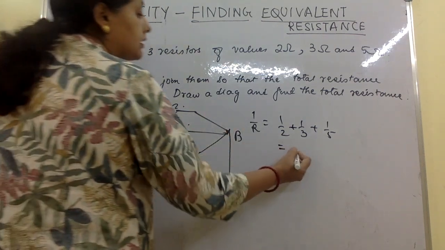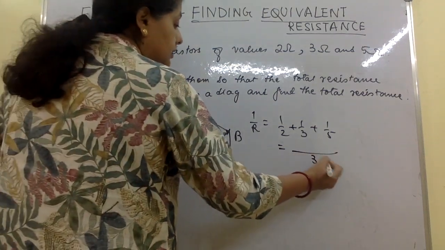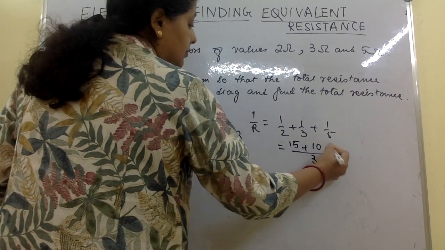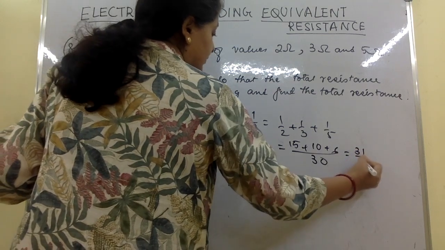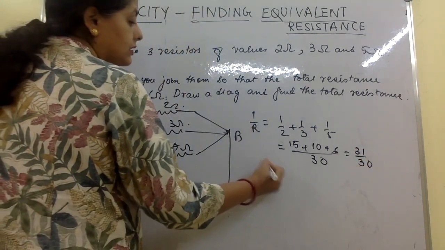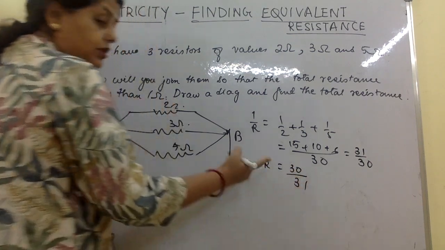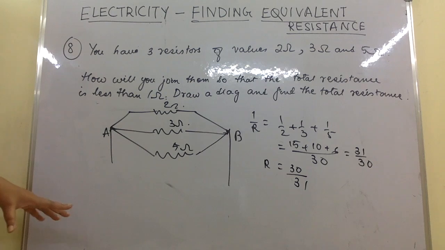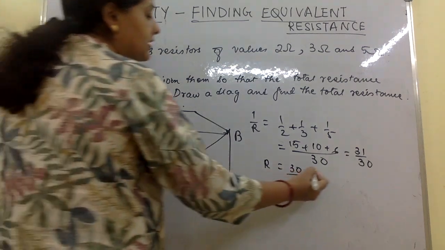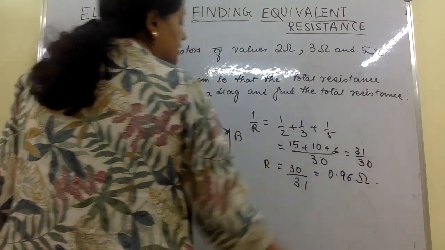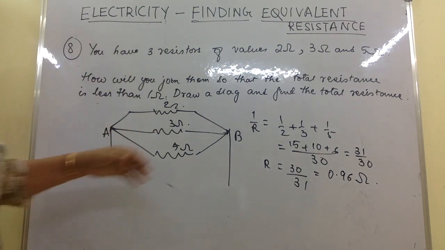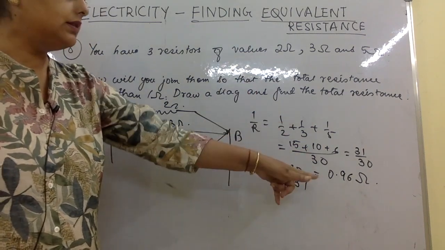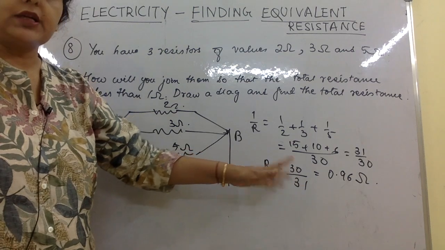Okay. So here we'll see the LCM is 30, 15 plus 10 plus 6, which is 31. So R is how much? R is 30 by 31, which is a proper fraction, which is clearly a less than 1 value. How much is it? 30 by 31 will come to something around 0.96 ohms. So we should arrange them in parallel and not in series. And here also you see again that when we connected them in parallel, the resistance has become smaller.